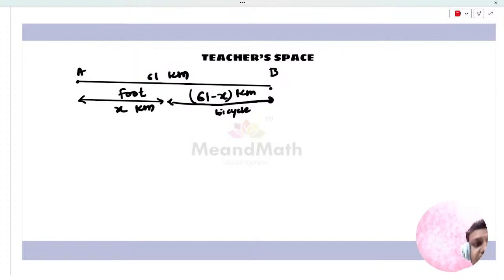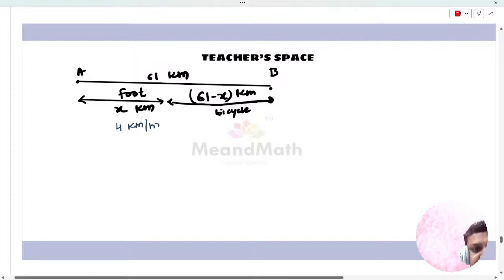Okay. Speed on foot is 4 km per hour and on bicycle is 9 km per hour. Total time is 9 hours.